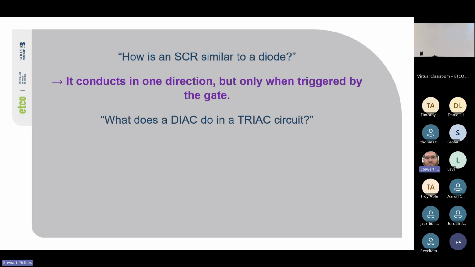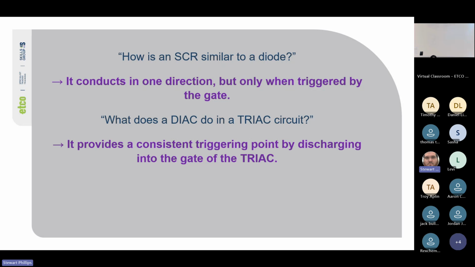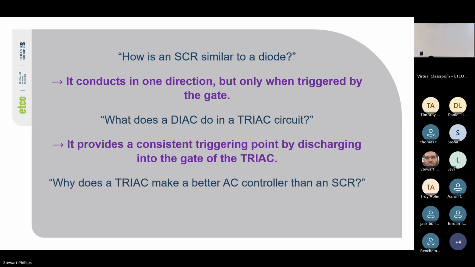I like Aaron's answer, allows the symmetrical trigger. Yeah, so it provides a consistent triggering point by discharging into the gate of the triac. So yep, it provides a trigger for the triac, but it does it consistently, triggering at a predictable point at the predictable voltage level. So why does a triac make a better AC controller than an SCR?